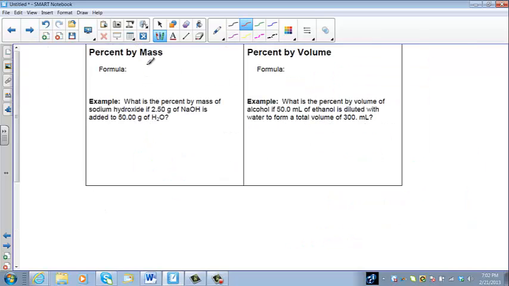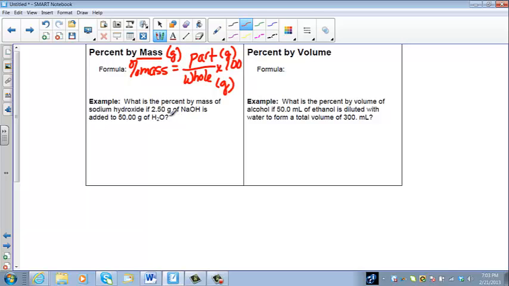This next formula is on your reference table. We've used it before, percent by mass. So it's percent mass basically equals part over whole times 100. And this is our part, obviously, in grams over our whole in grams, which is why it's called percent mass, because mass is measured in grams.